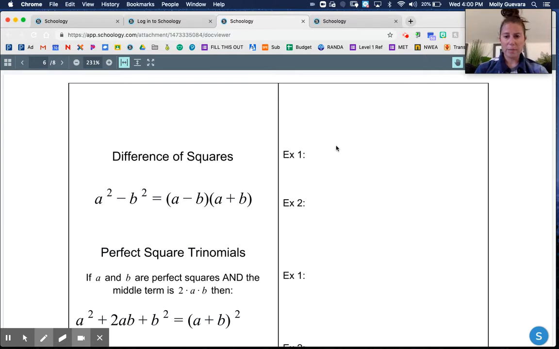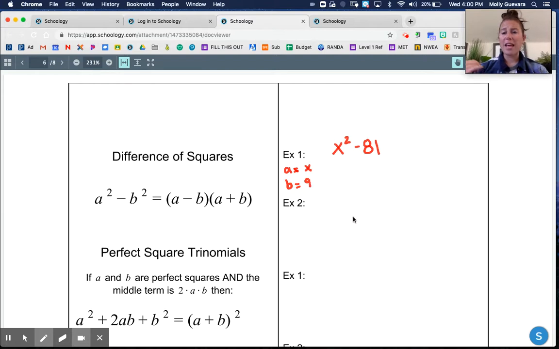So for example, look at x squared minus 81. x squared is a perfect square because the exponent is even. 81 is a perfect square because it's 9 squared. So I'm going to take the square root of the first term to find my a. The square root of x squared is x. And I'm going to take the square root of my second term to find b. The square root of 81 is 9.